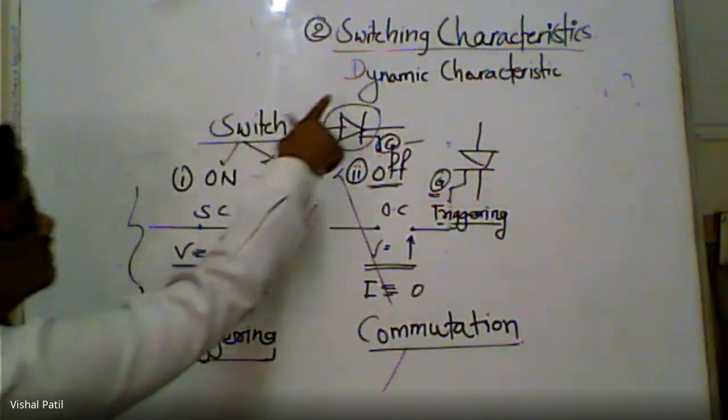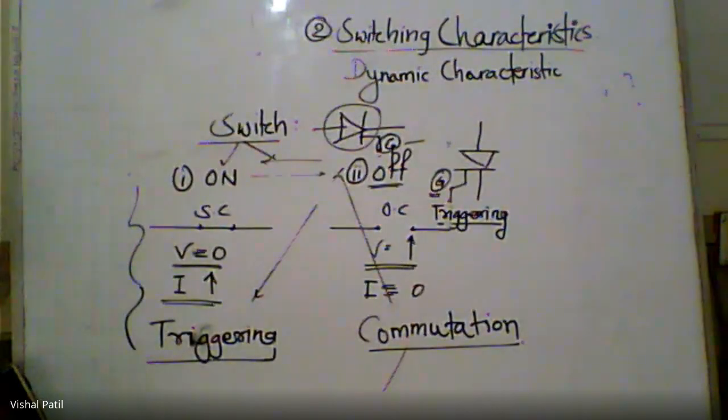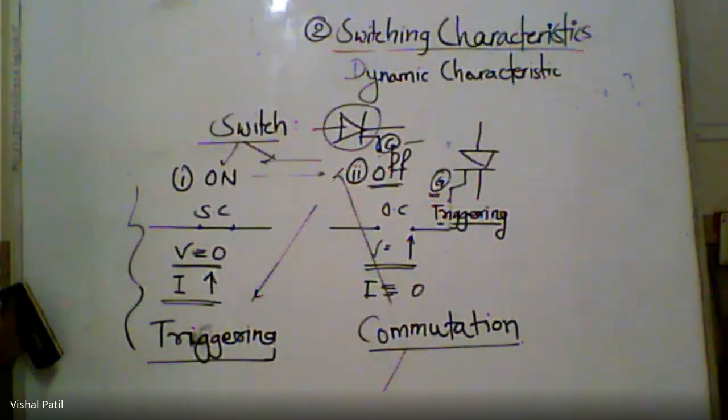Now why these switching characteristics are called as dynamic characteristic? The number one reason is that these characteristics are associated with time bond. Okay, that is, these characteristics are associated with variation of voltage and current with respect to time. So there is a time parameter which bonds these characteristics, which limits these characteristics.